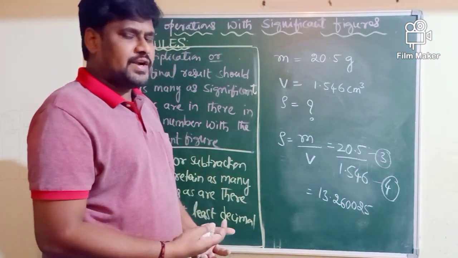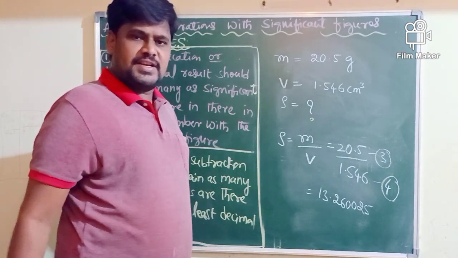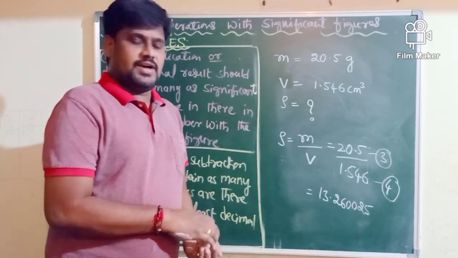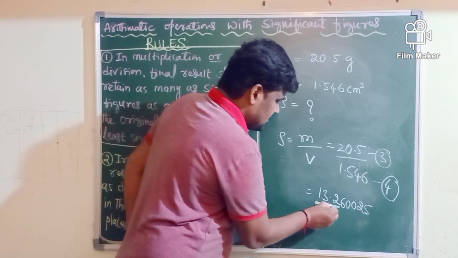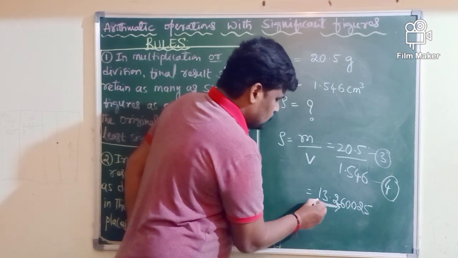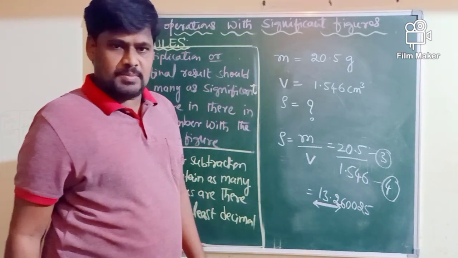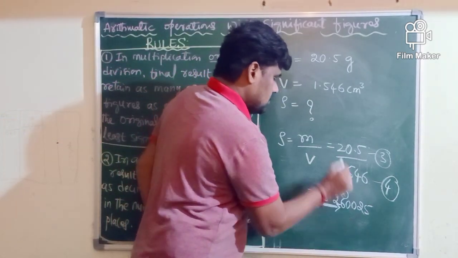Which is the least significant figure here? 3 is the least. Then the answer should have how many significant figures? The answer should have only 3 significant figures. Therefore, the answer should be written to the first digit after the decimal place. For that, this digit should be dropped.